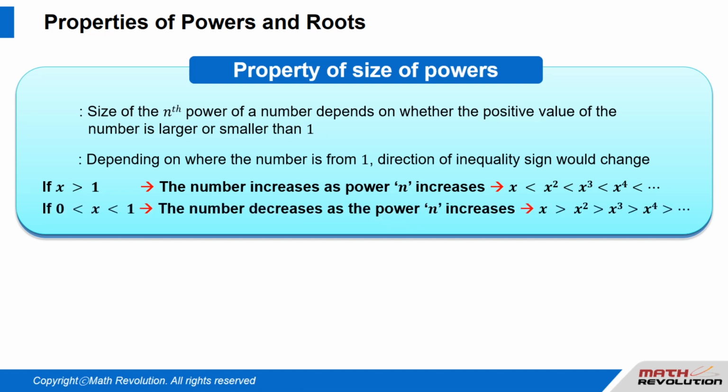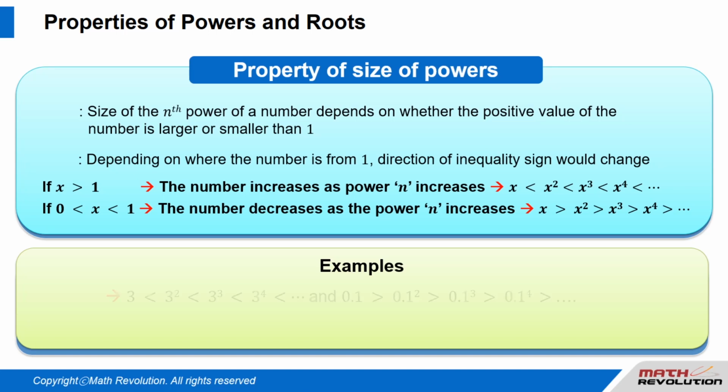If 0 is less than x is less than 1, then the number decreases as the power n increases. x is greater than x squared, is greater than x cubed, is greater than x to the power of 4, is greater than, and so on.